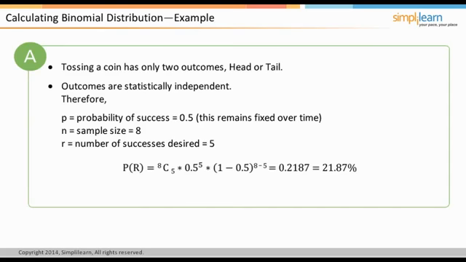In this case, the probability of success, denoted by p, is 0.5. The number of successes desired is denoted by r, which is 5, and the sample size is denoted by n, which is 8. Therefore, the probability of 5 heads is equal to factorial of 8 divided by factorial of 5 and factorial of 8 minus 5, whole multiplied by 0.5 to the power of 5, multiplied by 1 minus 0.5, whole to the power of 8 minus 5. This calculation gives a result of 0.2187, which is equal to 21.87%.